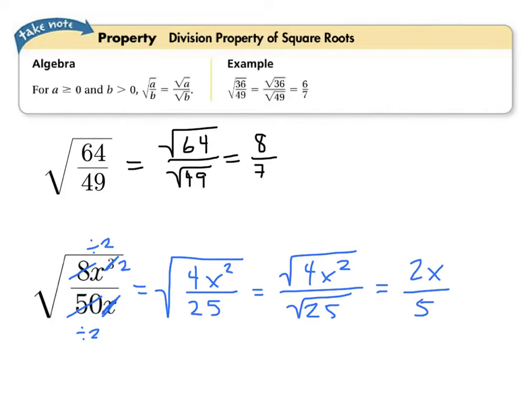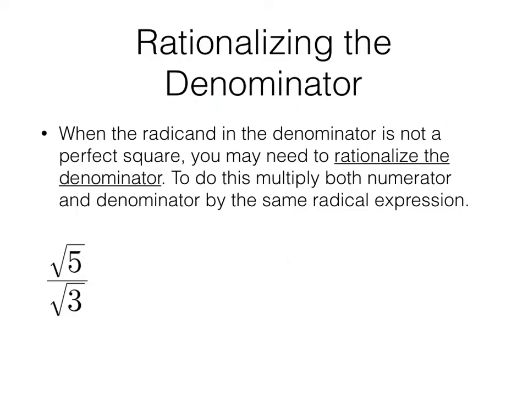Moving on to rationalizing the denominator. To rationalize the denominator, we're making the denominator a rational number. When the radicand, that's the number inside, in the denominator is not a perfect square, you may need to rationalize the denominator. To do this, you're going to multiply both the numerator and the denominator by the same radical expression.